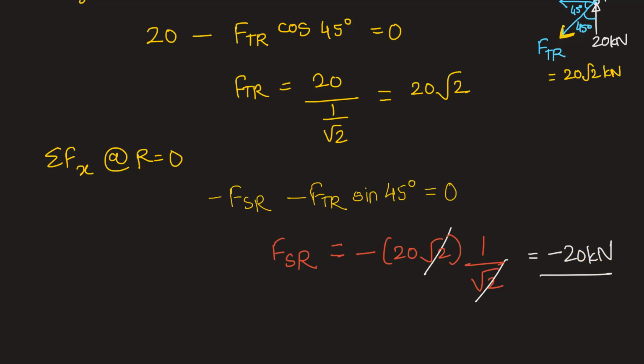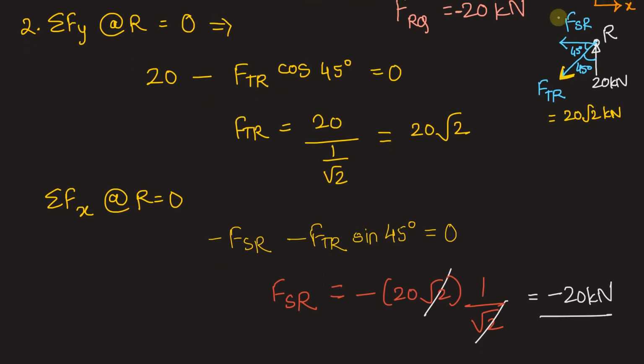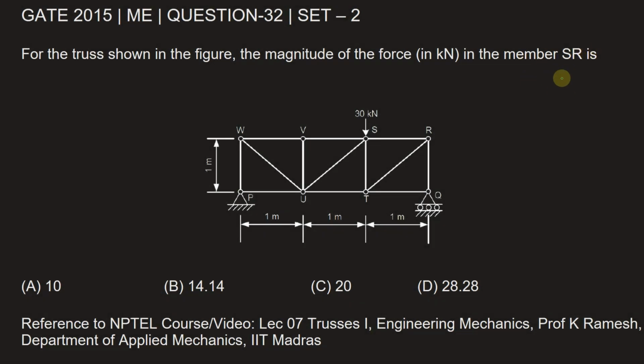So the sign that we assumed was wrong, or the actual force is opposite to what we assumed, and hence it will be towards the joint. So the force in member SR is a compressive force, that is, towards the joint R. Let's mark the answer. The magnitude of force in kilonewton in the member SR is a compressive 20 kilonewton force, option C. Of course, kilonewton is already mentioned.